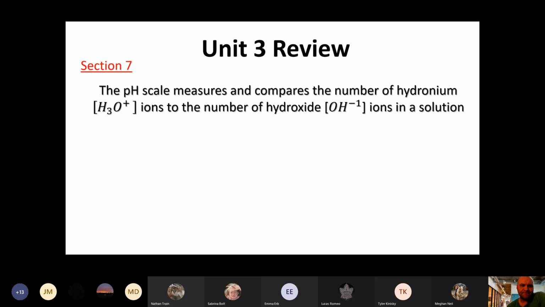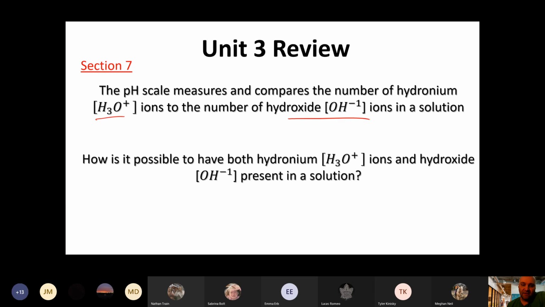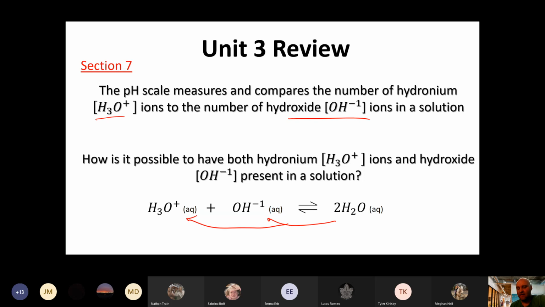Okay, so the pH scale is what we talked about in section 7, and pH is all about, well, it's all about the acids, right? It's all about the H3O molecule. But all I wanted to say here was that any solution you have has hydronium and hydroxide ions in it. So how's that possible? Well, anytime you have these two things, they're going to actually form water. So anytime you have water in this double arrow, you can see that water is breaking down to form these two things. And again, it's just a big loop.